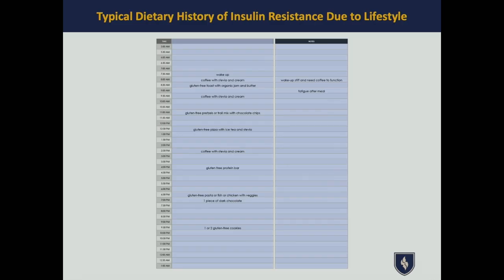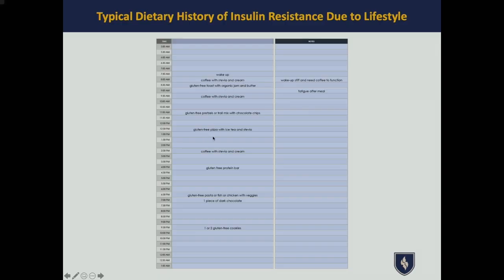Here's another scenario. This is a typical dietary history of a person with insulin resistance due to lifestyle. So in this scenario, they wake up around 7:30. They wake up and need coffee to function. They have coffee with stevia and cream. They have a gluten-free toast with organic jam and butter. And then they have another coffee, stevia and cream. They're usually tired after they eat breakfast. They have to have another coffee.